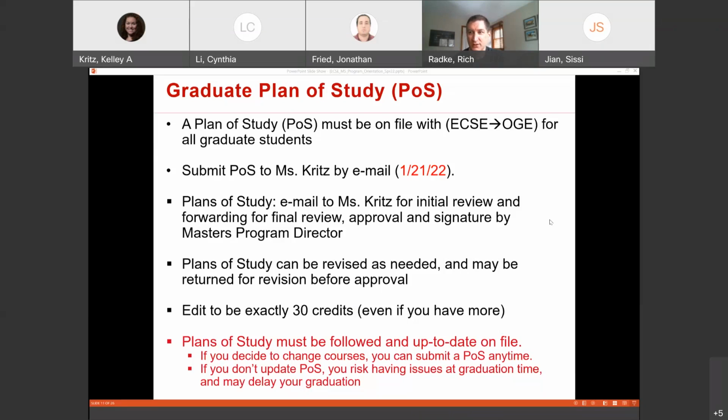What would I take in the fall? And then what would I take in the next spring? And put those together in the template and make sure it satisfies all of our rules, right? Then you'll send that to Kelly. She'll look it over to make sure it looks okay, go back and forth with you if there are any issues. She'll send it to me. I'll take a look at it, then I'll sign it, and then we send it to OGE.